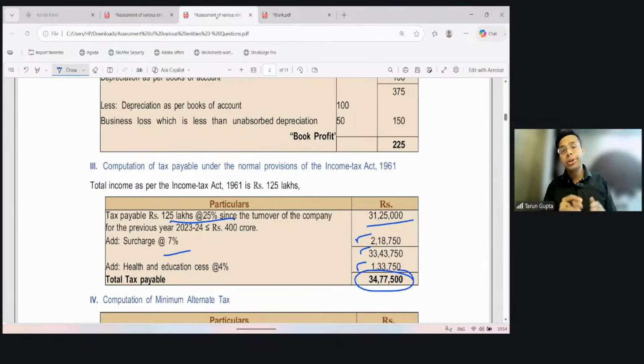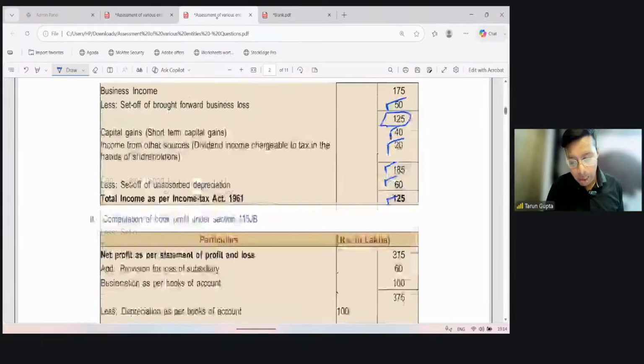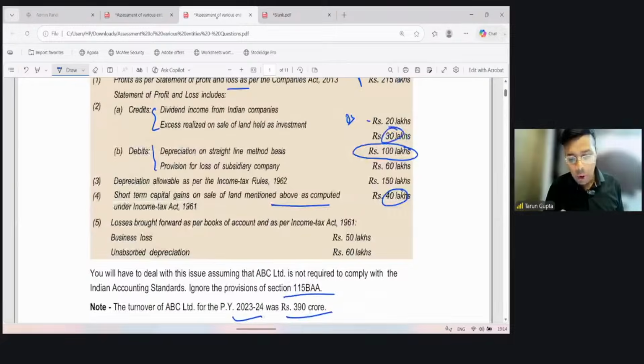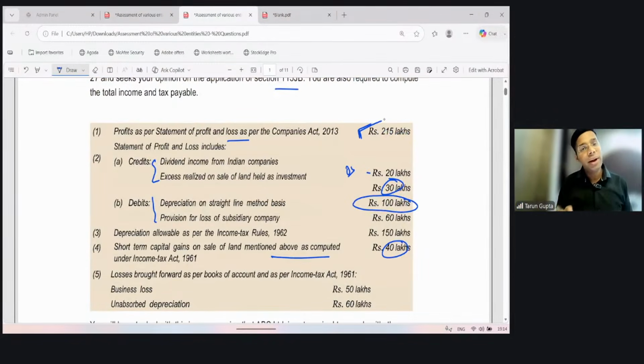Now we do a similar computation under the MAT. So here I have to compute my book profit. For book profit, I start again with 215 lakh. Now dividend. It says while computing book profit, dividend has to be added. But whose dividend? That dividend is the dividend declared or proposed by the company, by the assessee. It's a dividend which has been received by the assessee. So no treatment.